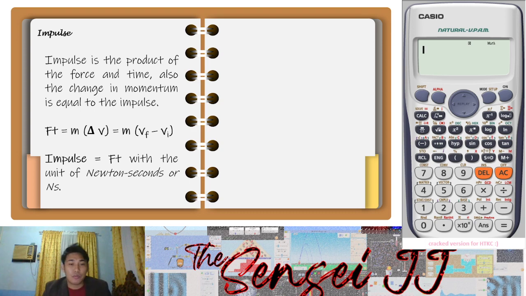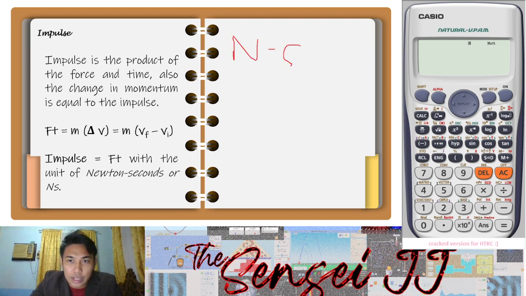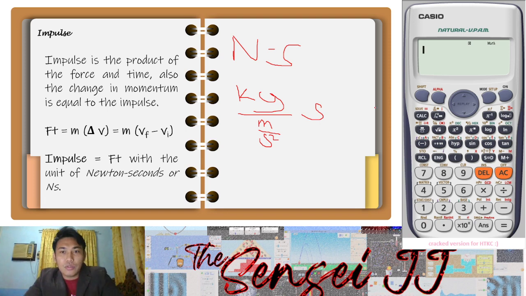So we have the same unit, which is Newton second, or still kilogram meter per second. If you're going to manipulate this one, Newton second. Okay, so Newton has a kilogram meter per second square unit.